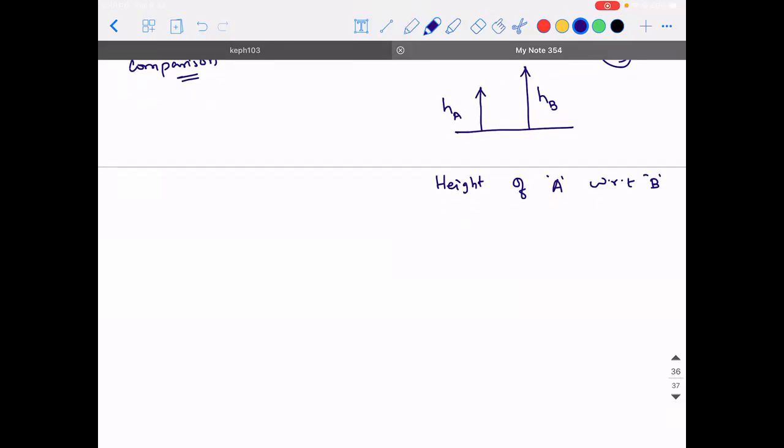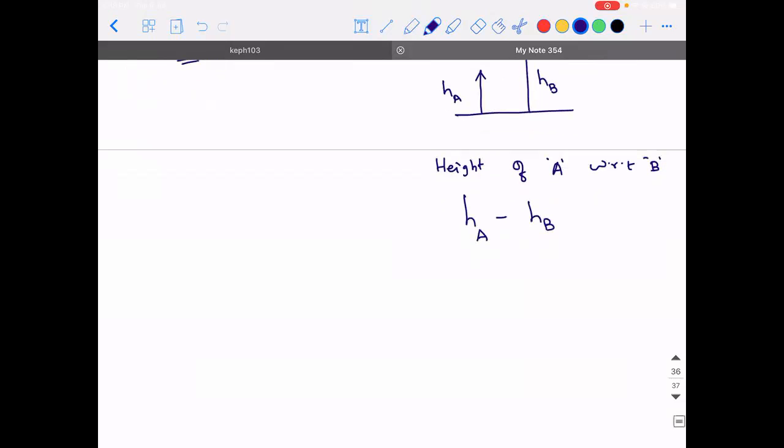So it is actually like this: height of A minus height of B. To put it in simple terms, I'm trying to find the difference between their heights. That is what I mean by height of a person A with respect to height of a person B, right? So if I get this as a positive value, then what can I conclude?